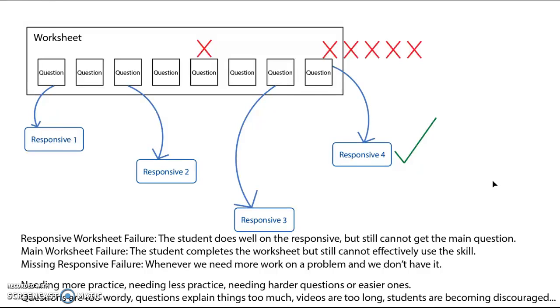We need to have steps for them to walk up, rungs for them to climb on this ladder, because we can't expect them to just jump to the very top, right? So sometimes the questions are too hard, sometimes they're too easy. Sometimes the questions are too wordy, right? They try to explain things too much.